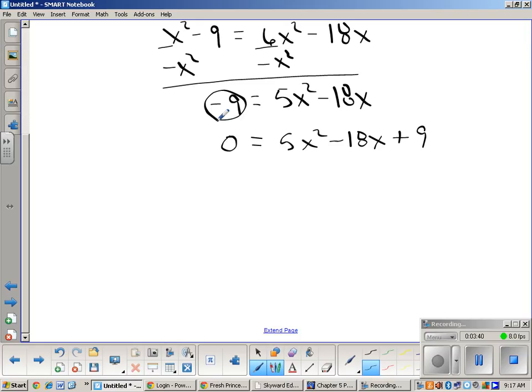So anyway, this could factor. I haven't thought about whether it factors or not. The signs have to be the same. 15 and 3 is 18. Yeah, it certainly would factor. If we want to factor it, we can factor. If we want to use quadratic formula, we can use quadratic formula. I'll show you the factor.